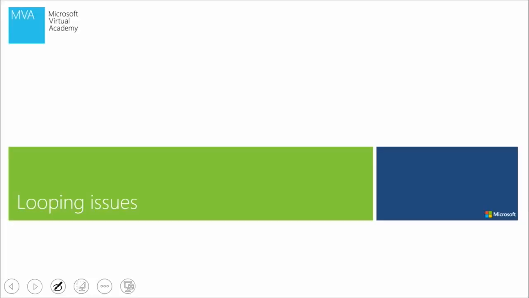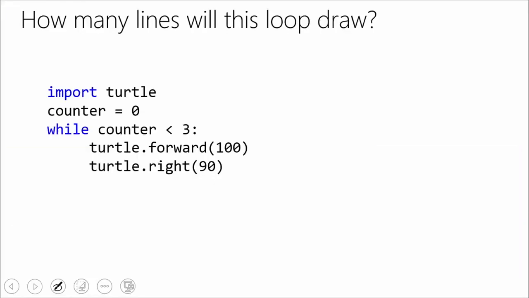So if it's going to be 5, I would say set it to 0, and then go less than 5. And that way it's done. Now, all of these are different looping issues, and we've talked about a couple of different ones here.